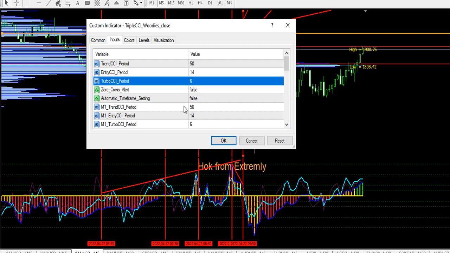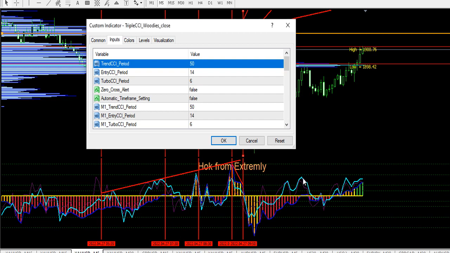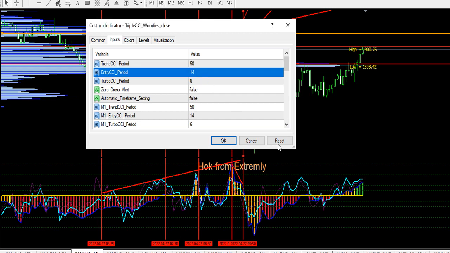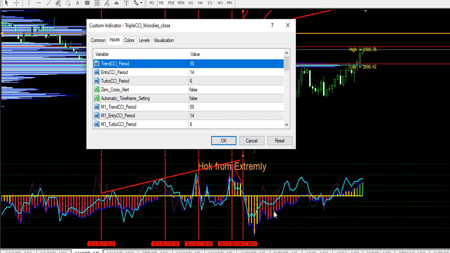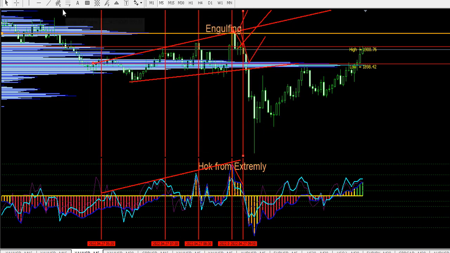There are six lines: the 6, the 14, and also the 50 line. All the 6, 14 and 50 lines go down together through the zero line. When the CCI lines all break through the zero line here, then we look at the price and the candlestick.